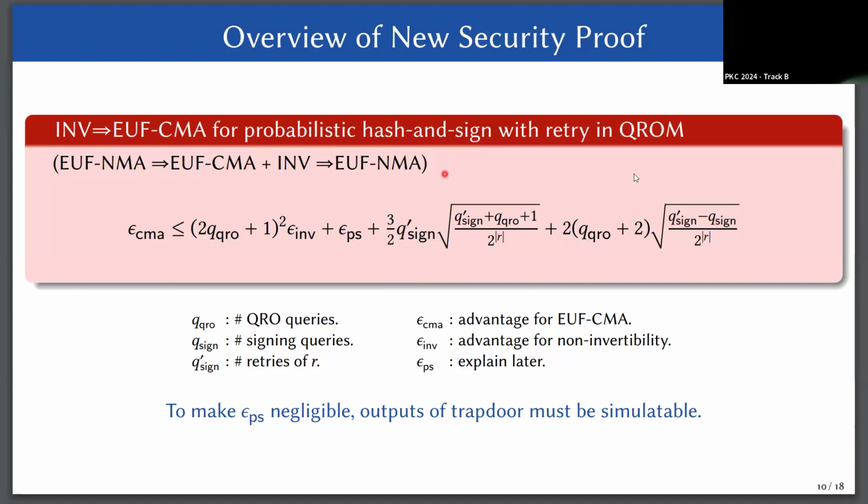And there are three additive terms. As for these last two terms, we need to set the bit length of R large enough to make these terms negligible. As for this term, epsilon PS, I'm going to define it later. What I'd like to say here is this: to make epsilon PS negligible, outputs of the trapdoor must be simulatable.